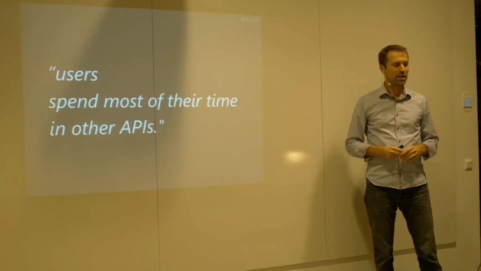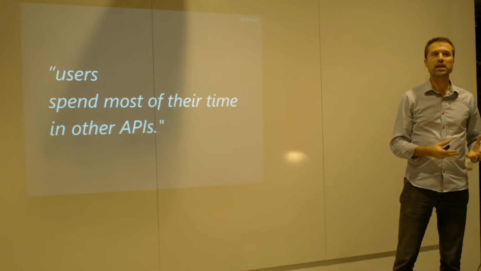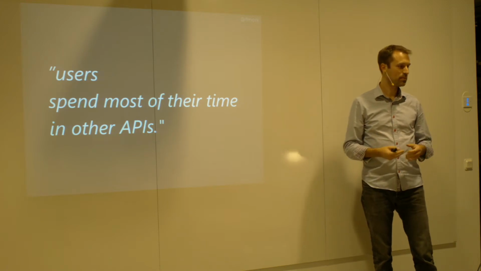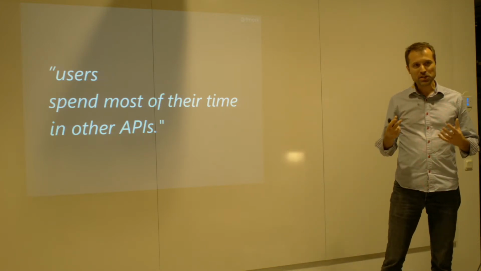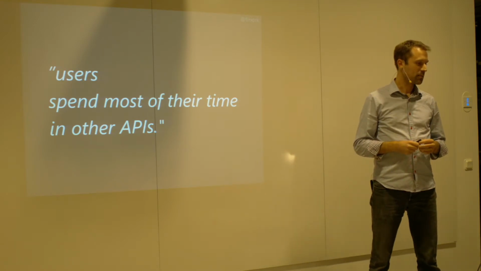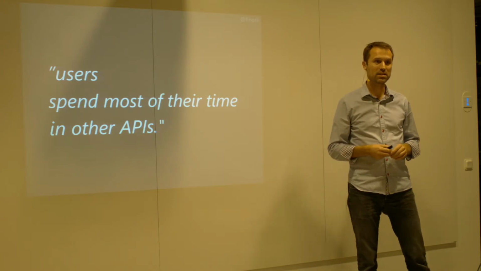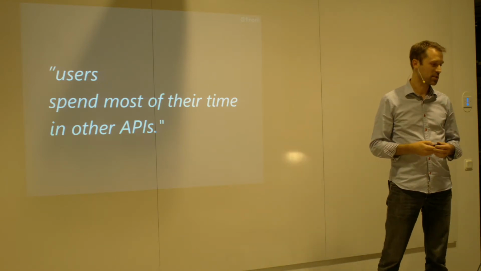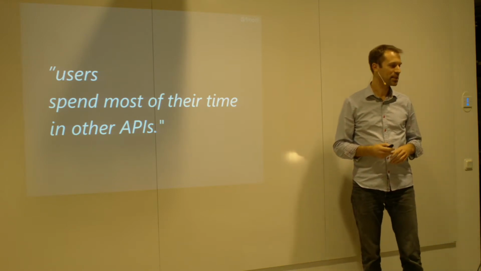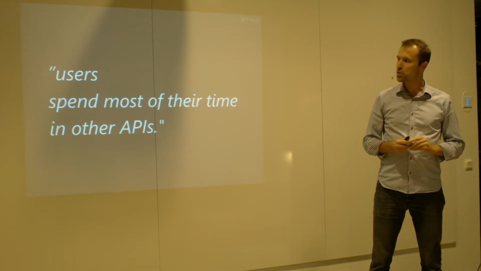Users spend most of the time in other APIs. So other APIs will form the expectations of what is expected from your API. And we should try to use that power of habit instead of fighting it. And naming is one of the first things that meets the eye. It's what the API is about, essentially. And it's really hard, but it's important to get it right. And we should really spend time on that.